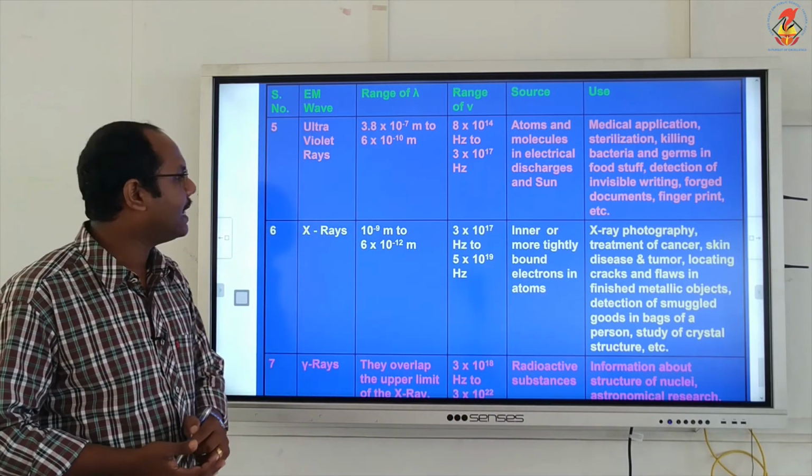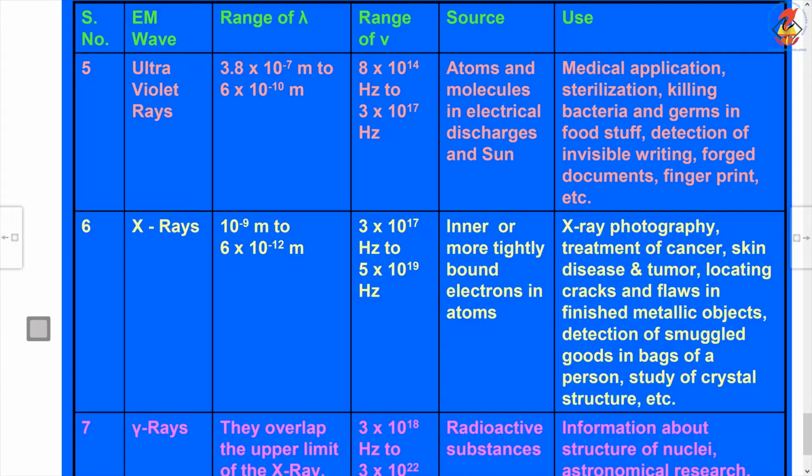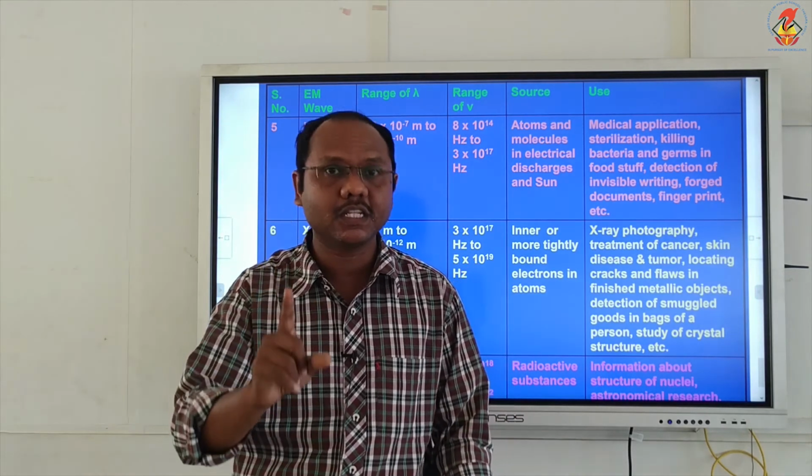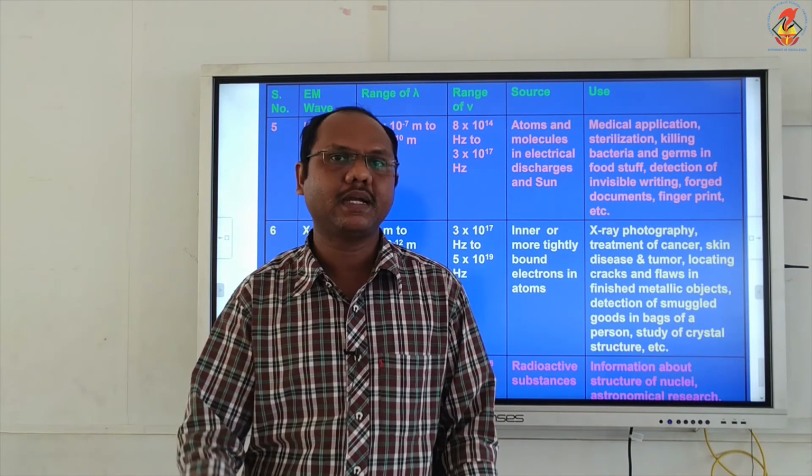So the next thing is X-ray. X-rays, 10 raised to minus 9 meter to 6 into 10 raised to minus 12 meter is its wavelength, and its frequency is 3 into 10 raised to 17 hertz to 5 into 10 raised to 19 hertz. And X-rays are produced by inner or more tightly bound electrons in the atoms. Okay, so you can say it is produced by inner shell electrons or more tightly bound atoms.